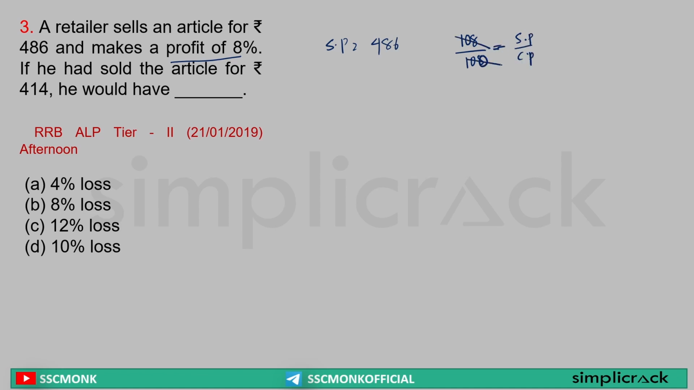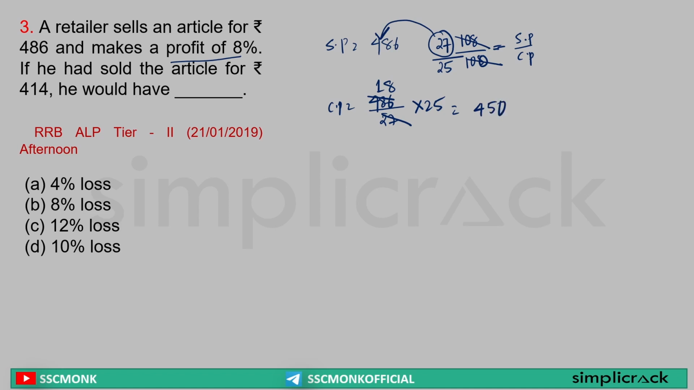Now this can be further simplified. 108 by 4 is equal to 27, 100 by 4 is equal to 25. That means sales price is 27, cost price is 25. Now if sales price 27 is equal to 486, I can write cost price is equal to 486 by 27 multiplied by 25. 486 divided by 27 is 18. So now 18 into 25 is equal to 450.